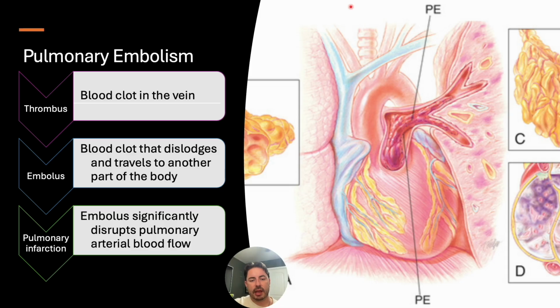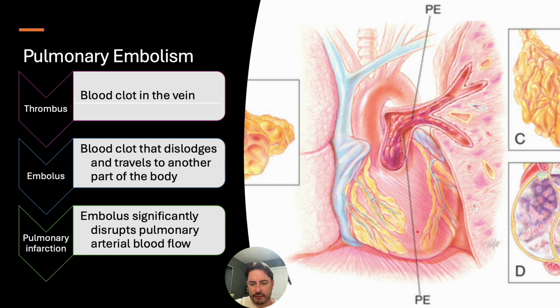When we look at breaking down definitions, a thrombus is a clot that forms and remains in the vein. So a blood clot that is in the vein. An embolus is a dislodged blood clot traveling to another part of the body. So what we're finding is a thrombus that dislodges and starts to navigate. When we start talking about pulmonary infarction, this is when the pulmonary embolus is significant enough to disrupt pulmonary artery blood flow. And then a saddle embolus is the lodging in the bifurcation of the pulmonary artery.